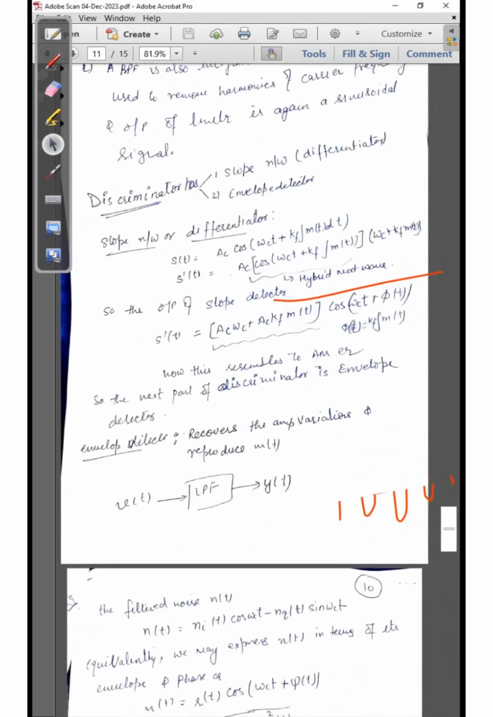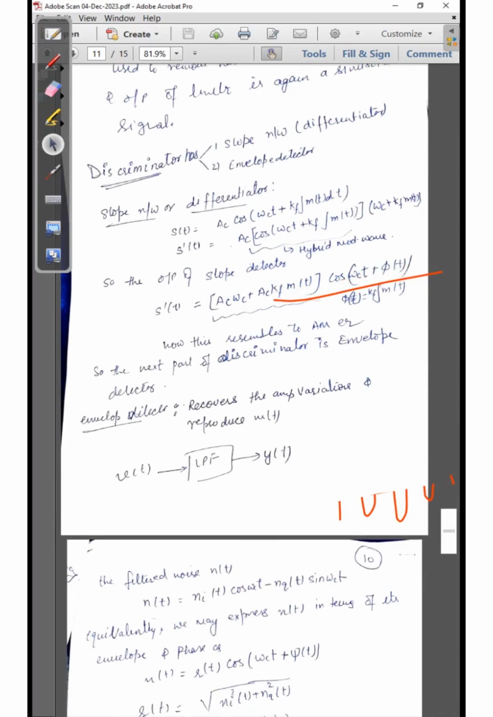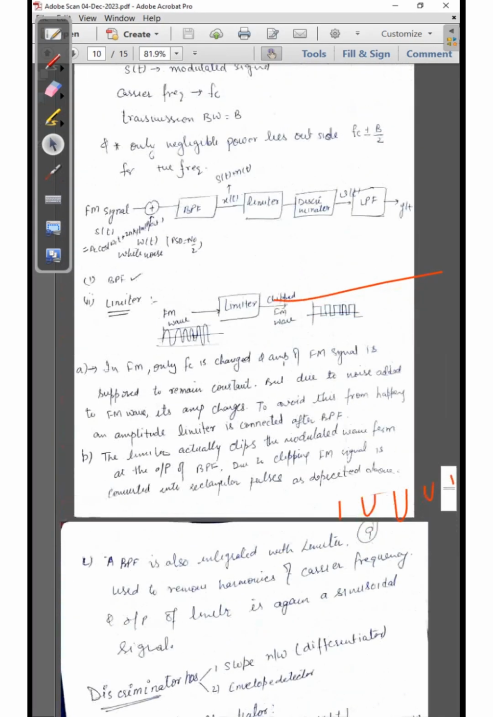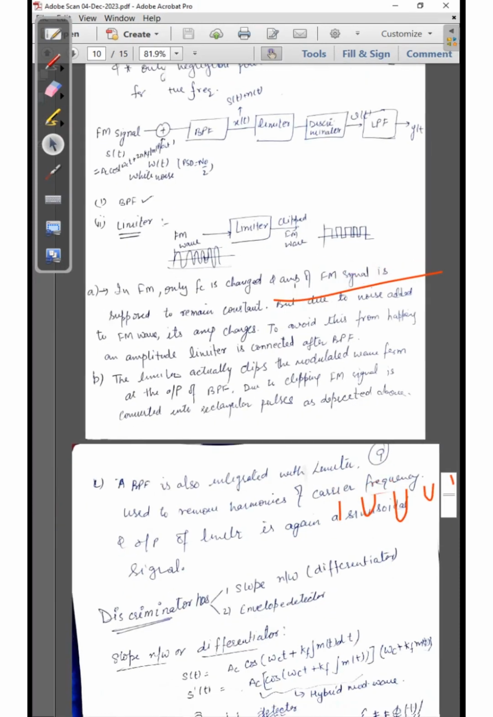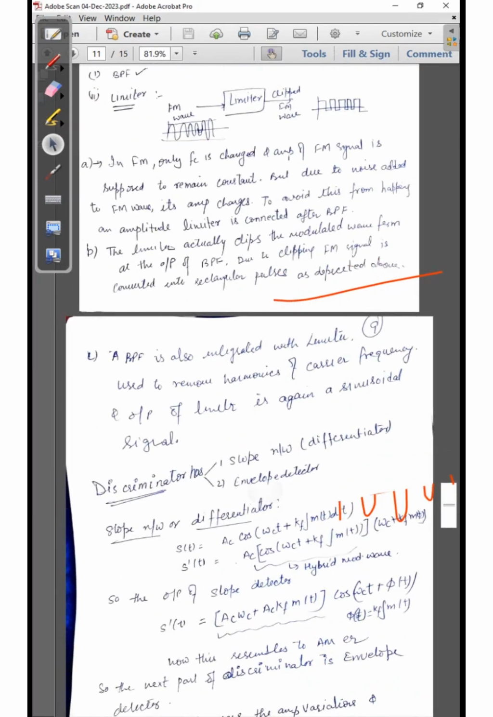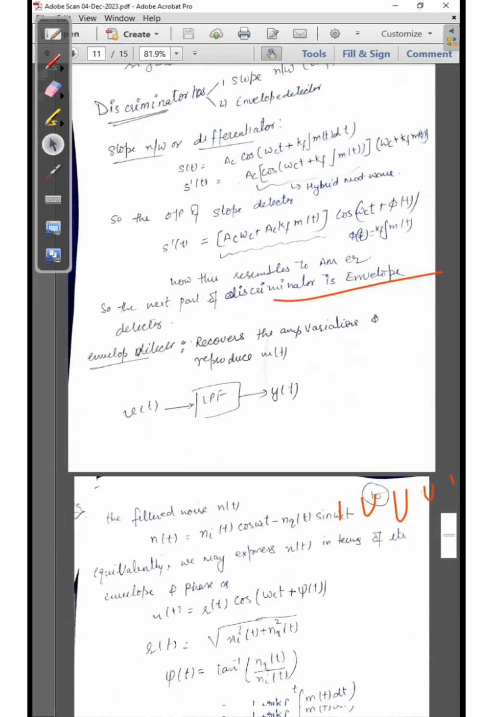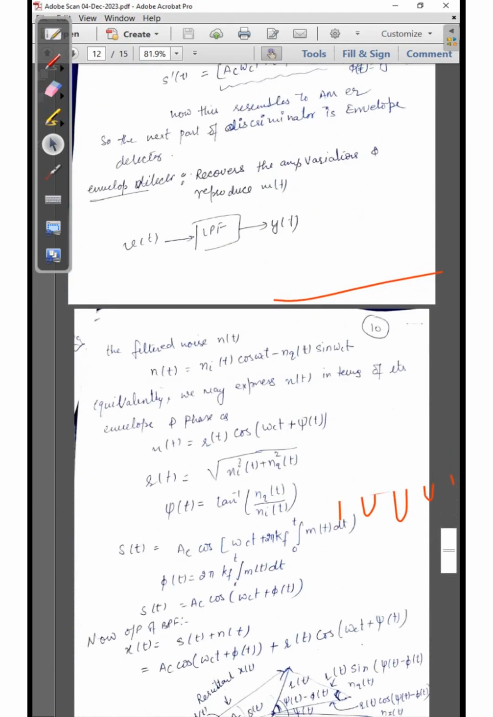Now we have to see, at the output y of t, what the signal strength is and what the noise strength is, right? Then only we can find the figure of merit. So friends, before finding the signal to noise ratio at the input, let's first analyze the circuit, otherwise it would be complex to understand.